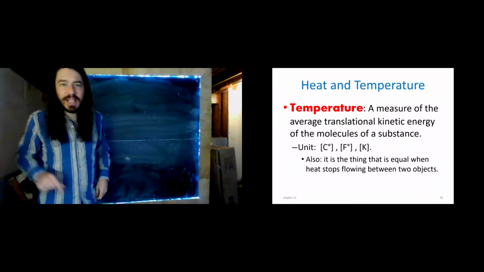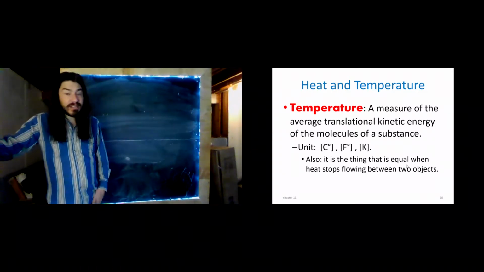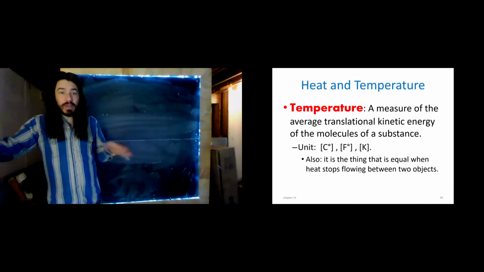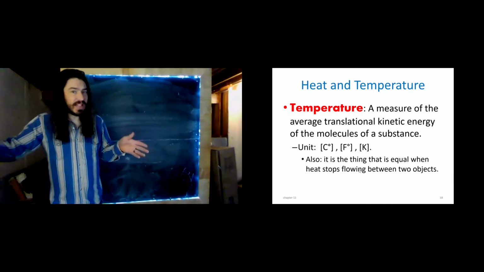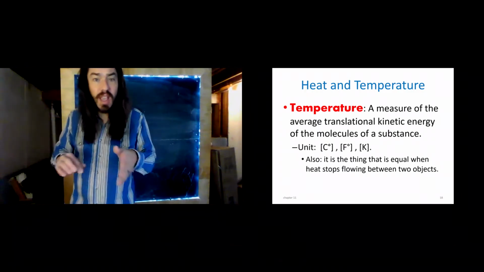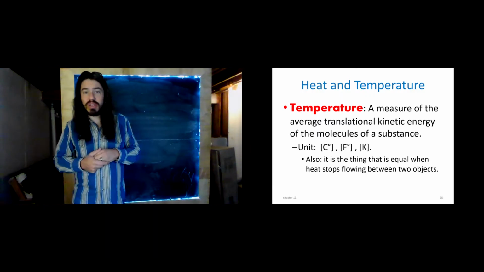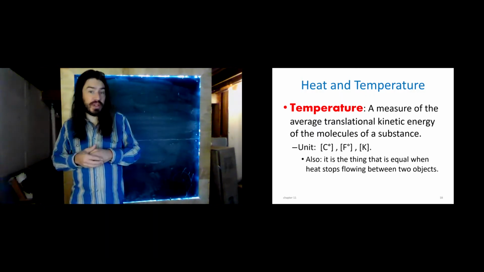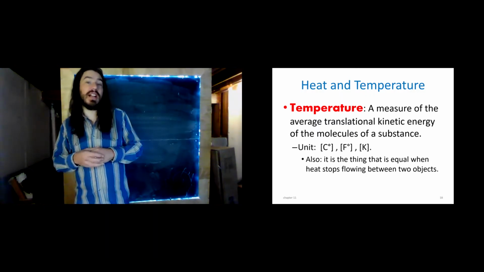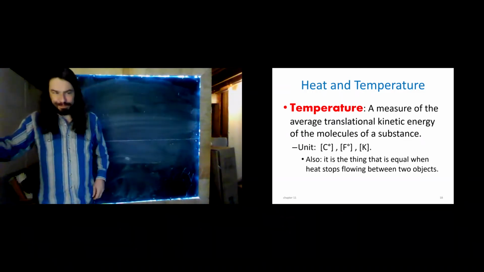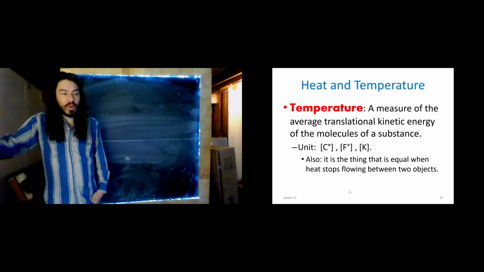So in the 1800s, the definition of temperature, and it still works, is that it's the thing that is equal when heat stops flowing between two objects. Yeah, it's not a very satisfying definition. But it is still a valid definition for temperature. And this is the definition that we would have used if I was teaching this class before the atomic theory, in 1850 or something. Okay? So it is the thing that is equal when heat stops flowing between two objects.